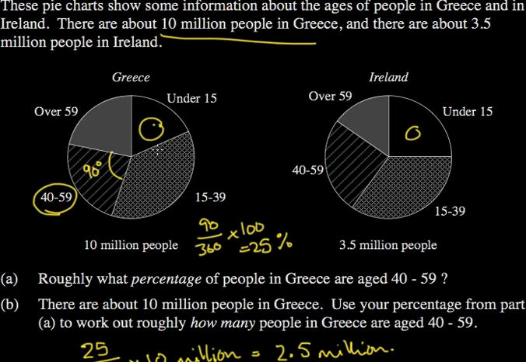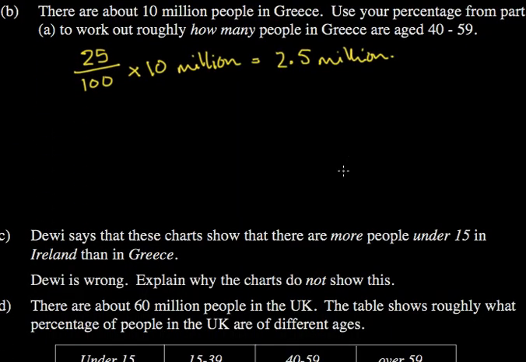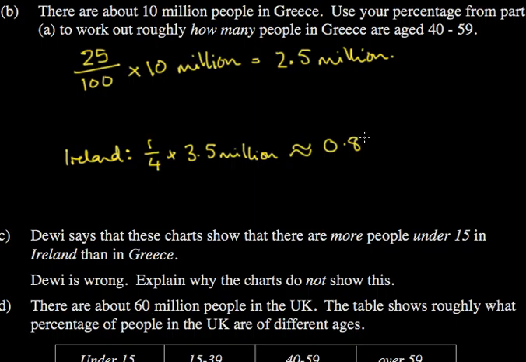So if we did the same sort of process as we did in part A, we should measure this angle, divide that by 360 and multiply that answer by 10 million. Here we should do the same. So by doing those calculations, we should find that with Ireland, in our work, we need to be clear on what we're doing by labelling the different equations. So for Ireland, it was a quarter times 3.5 million. No, that was the angle, 90 out of 360, which is roughly equal to 0.875 million.